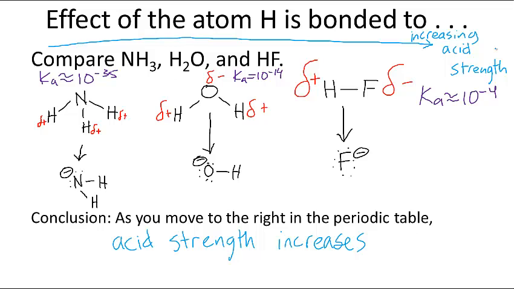Hydrogens on carbon are almost never acidic. You'll see a couple of cases, HCN. So there, the hydrogen bonded to carbon is somewhat acidic. But most of the time, hydrogen's bonded to carbon because carbon is not very electronegative at all. Most of the time, those are not going to be acidic.